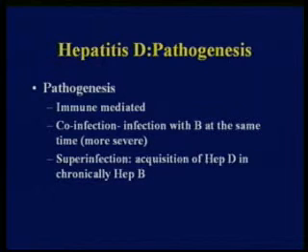Pathogenesis. It's immune-mediated. Here's what you should know for your exam. Co-infection is infection with hep D at the same time as hep B, and it's more severe. Superinfection is acquisition of hepatitis D in a chronically infected hepatitis B patient. So co-infection is what you don't want. It's more severe.